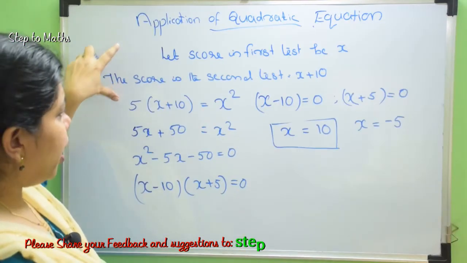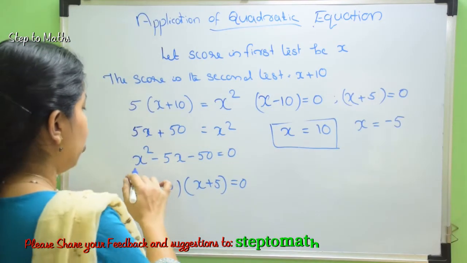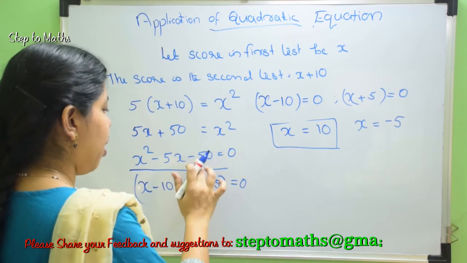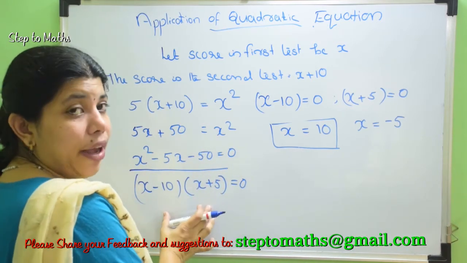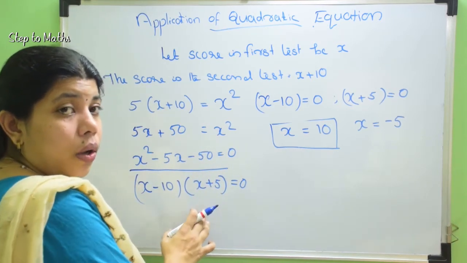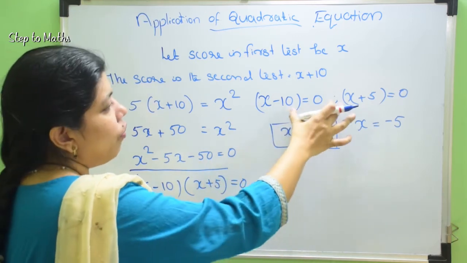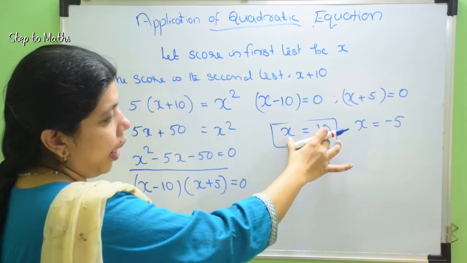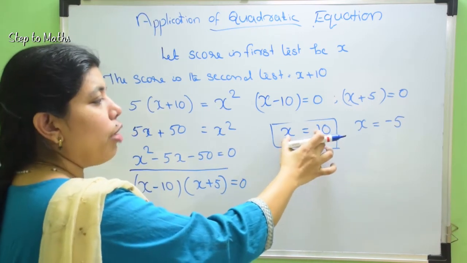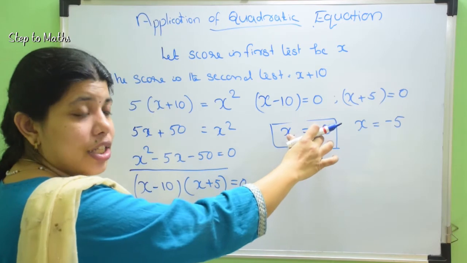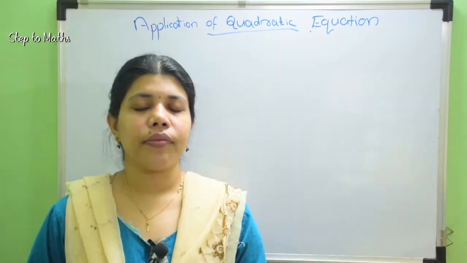According to the given conditions, we formed the quadratic equation, and here we used the factorization method, or we can use the formula also. In any way, we find the value of X, and here we take the positive value of X. That is our answer.